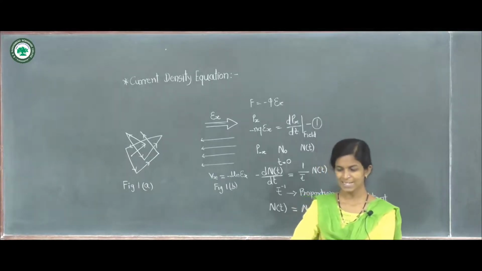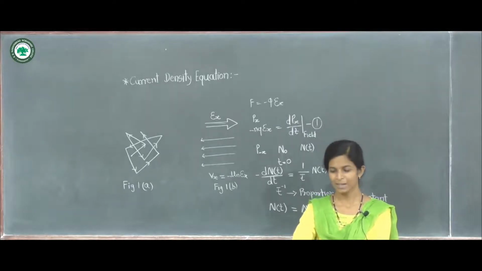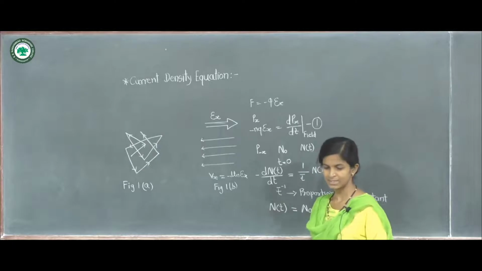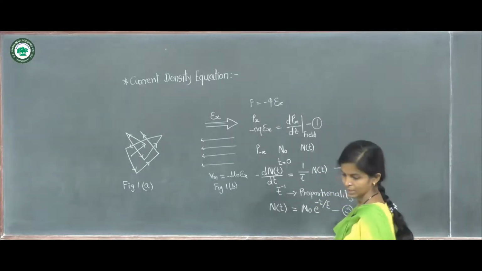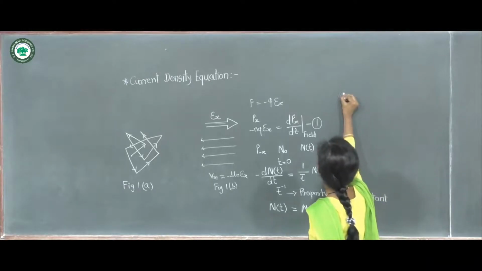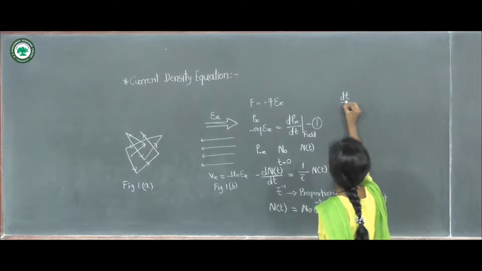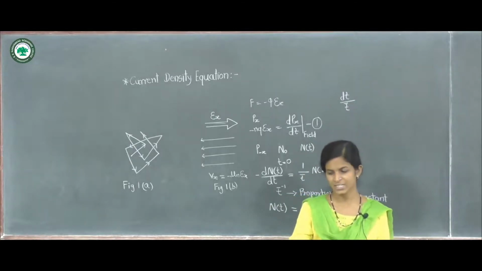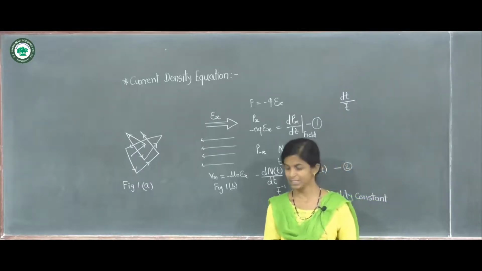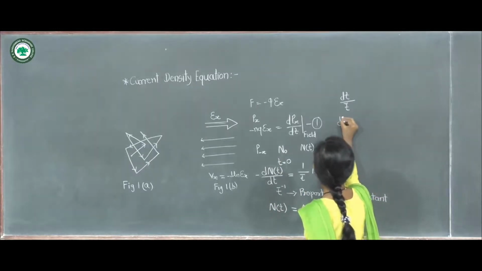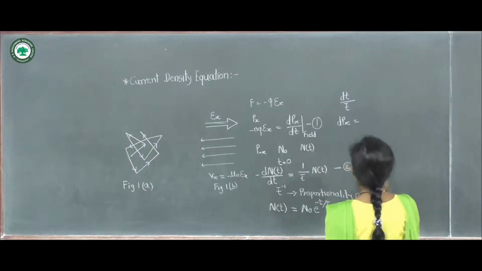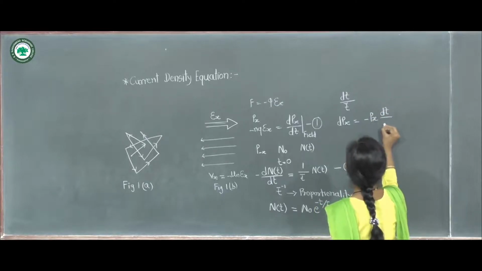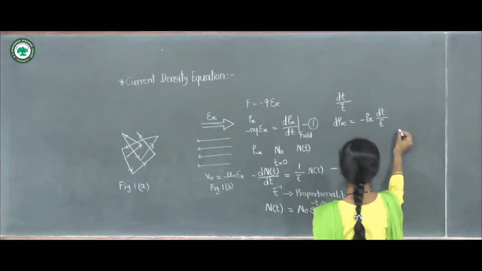So the probability that any electron has a collision in a time interval dt is given by dt upon t bar. So the differential change in px due to the collision in time dt is given by dpx, which is equal to minus px into dt upon t bar. So this is next equation number 4.